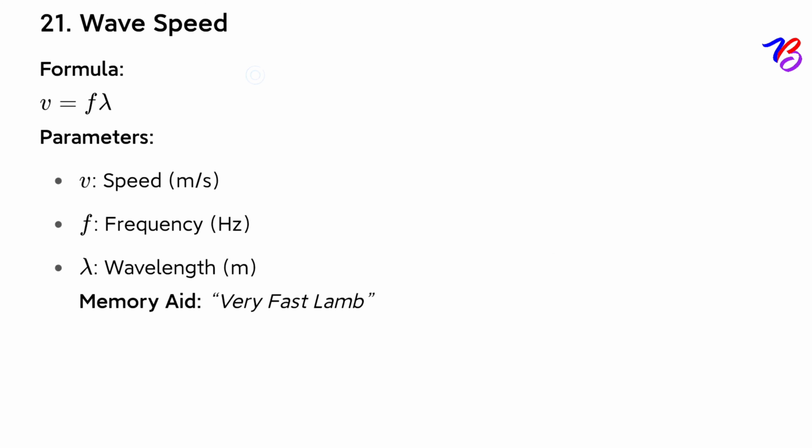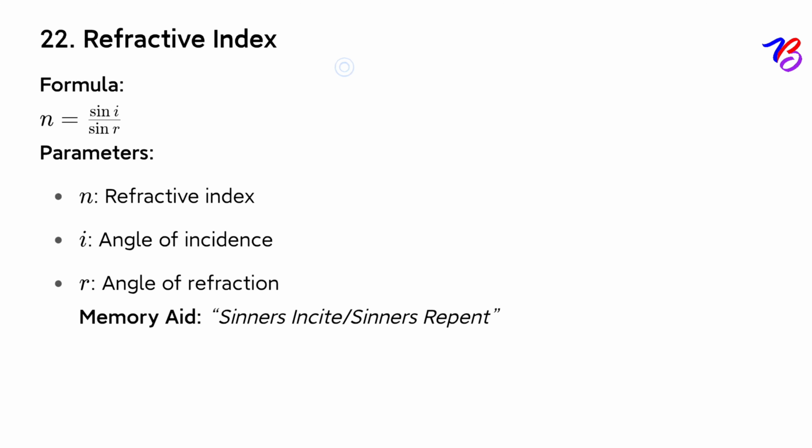Then 21, wave speed. Our formula is V is equal to F lambda, captured above. V is our speed in meters per second, F is frequency in hertz, and lambda is our wavelength in meters. Memory aid, very fast lamb. Lambda, lamb. So don't forget this, please. Very important.